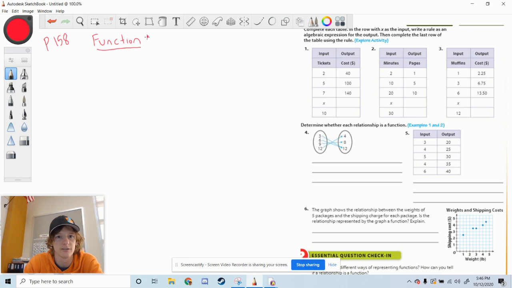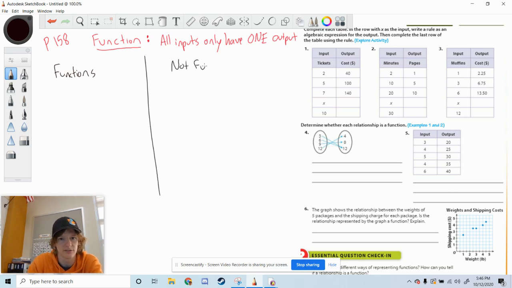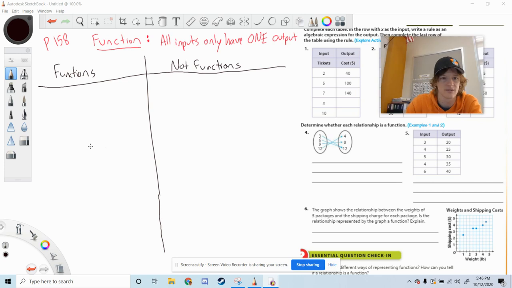is. A function is a relationship between like x and y, like what we've been using, where all inputs only have one output. Okay, all inputs only have one output. So I'm going to give some examples. So we'll have functions and we'll have not functions. Okay, and I'm going to give four different ways we can represent these things.